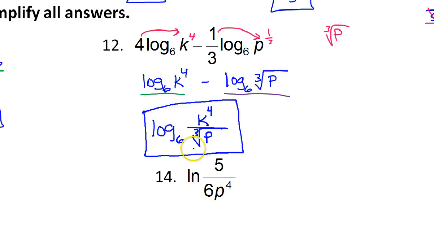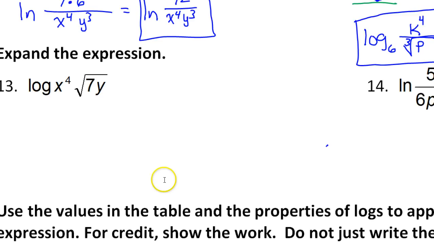Please make sure when you make these bases that you put them low. If you write log 6 k to the 4th where it looks like this is all on the same line, I'm going to mark this wrong. This 6 cannot be all big like this, as big as a k. That 6 needs to hang low because it is a subscript.